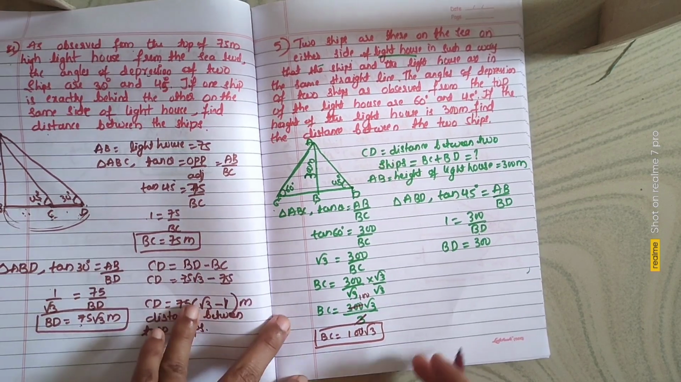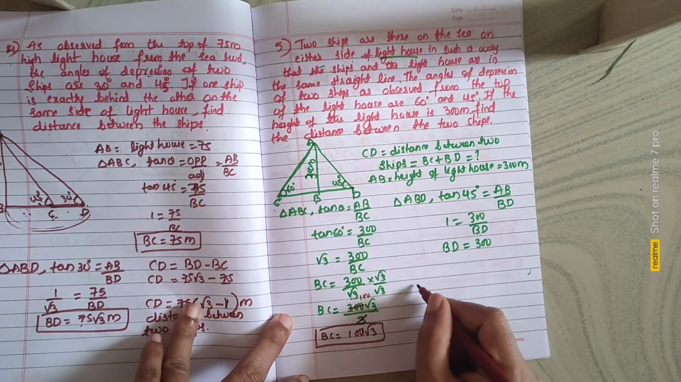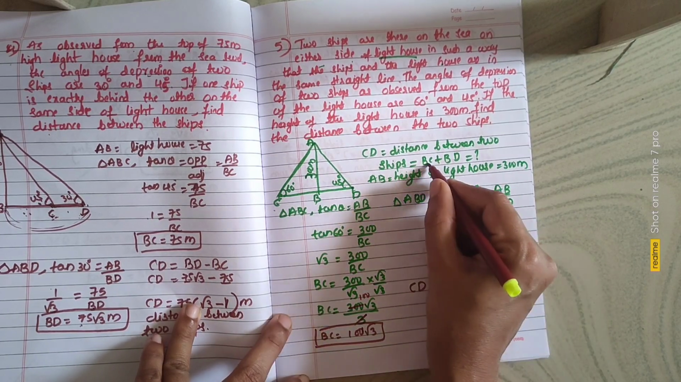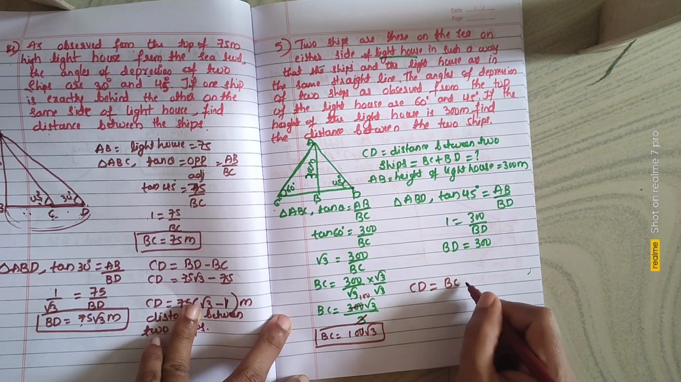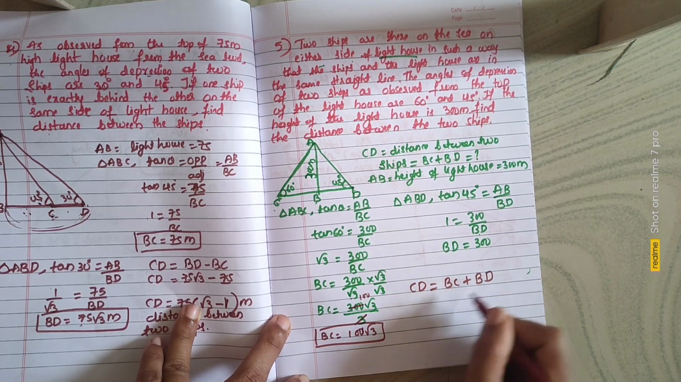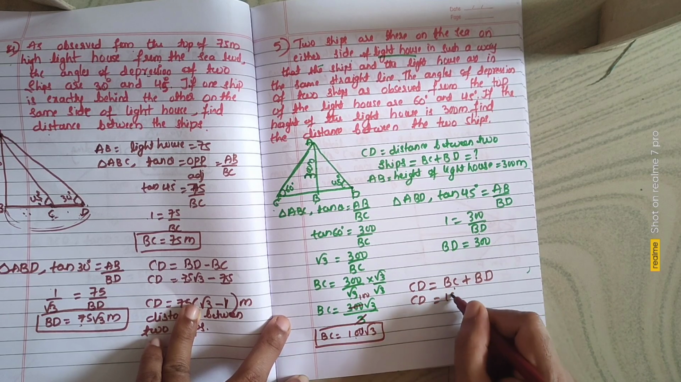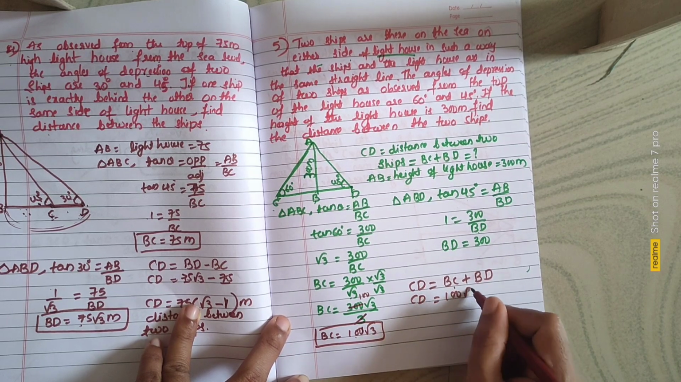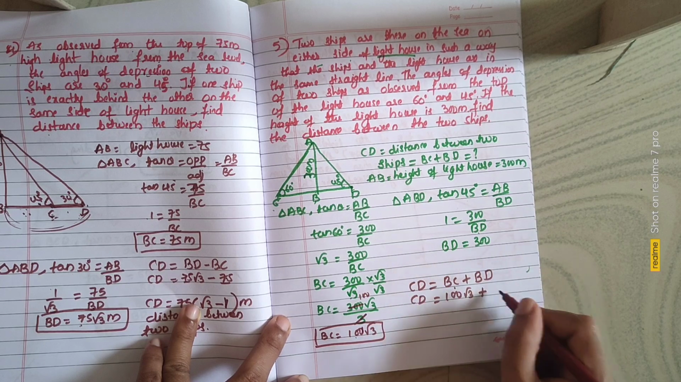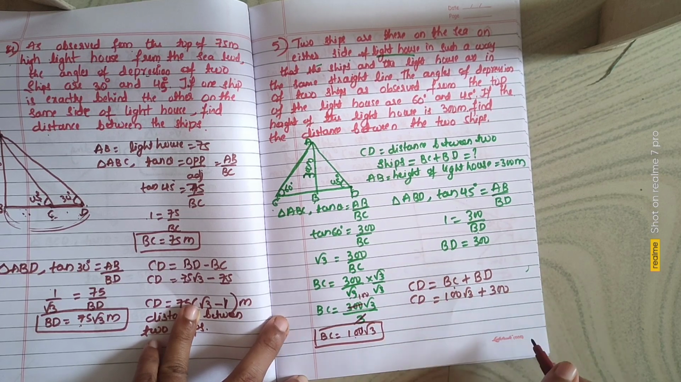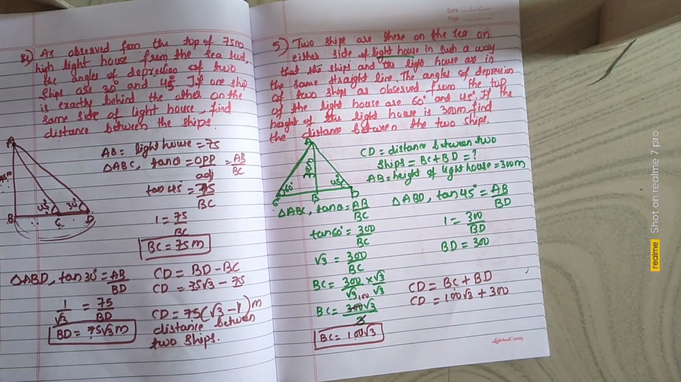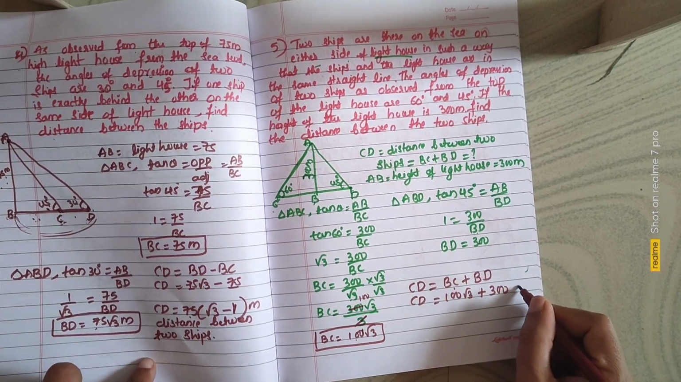Okay, now we can calculate CD easily. CD is equal to BC plus BD. BC plus BD. CD is equal to, BC is how much? 100 root 3, plus this is 300. So write down this is in meter.